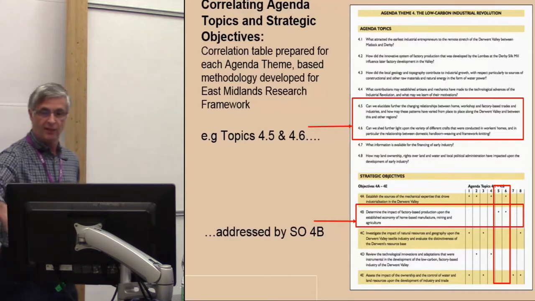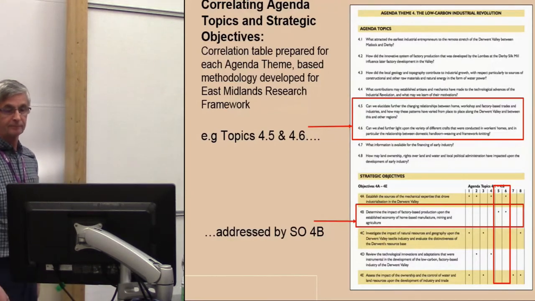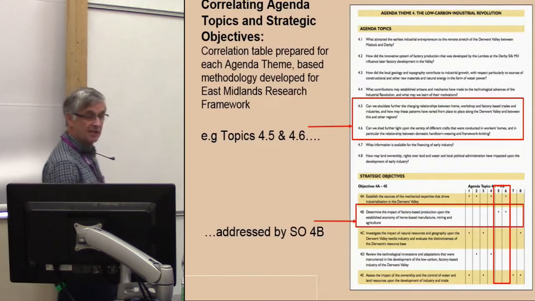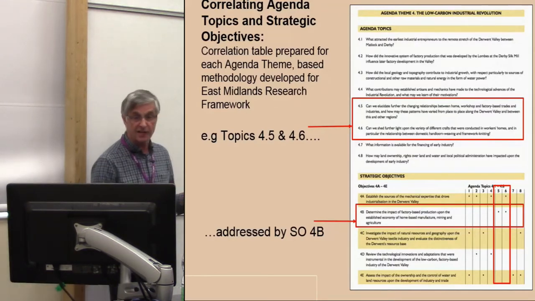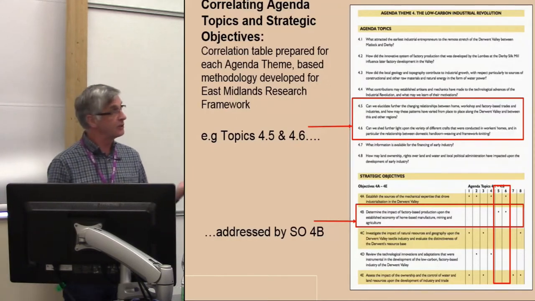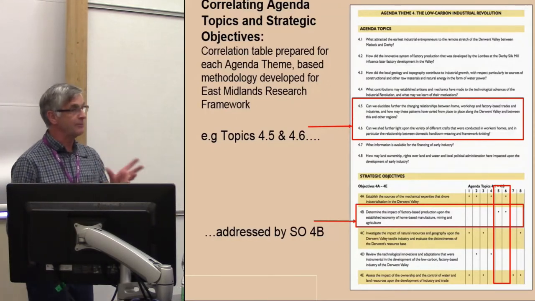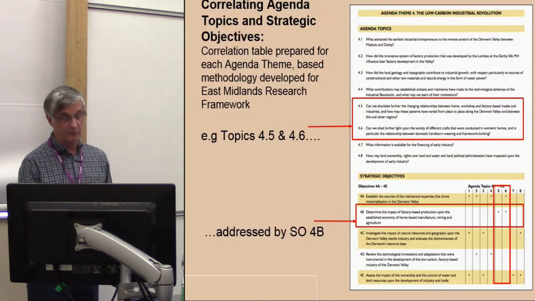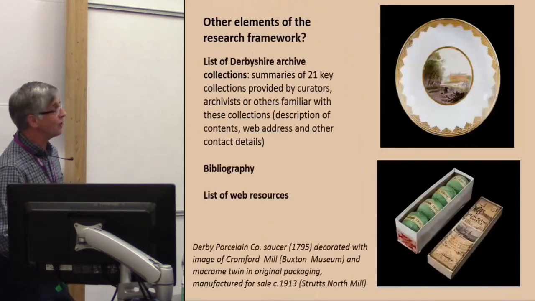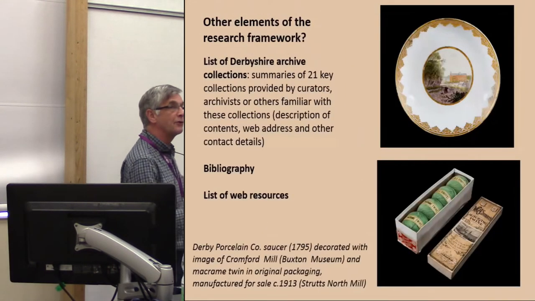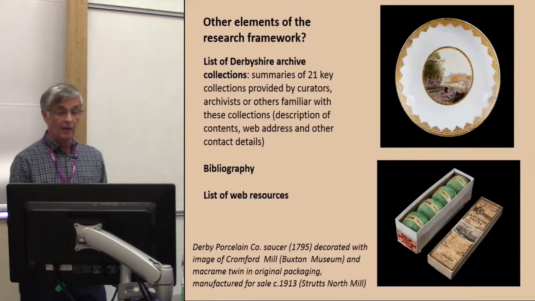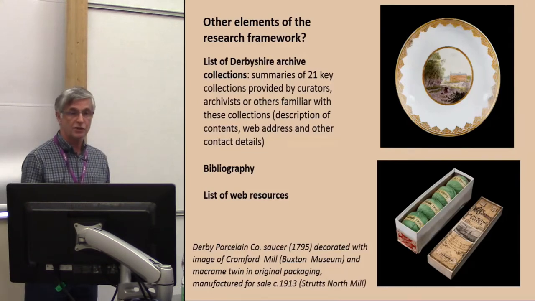So, for example, these two topics here, which I've highlighted, they can be seen again on the bottom table, and both of those topics addressed one of the strategic objectives, which was the one I've shown you before about factory production. So it was an attempt to show in tabular form how objectives and topics could be correlated closely, because one of the issues of these research strategies is that you can often not work out how topics compare with objectives.